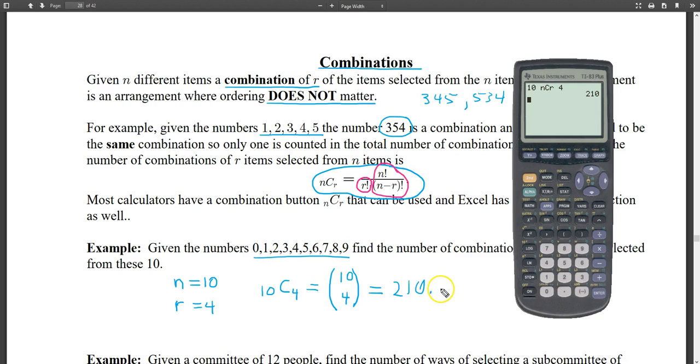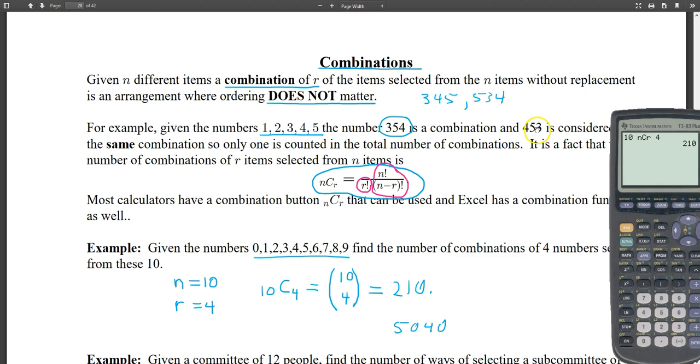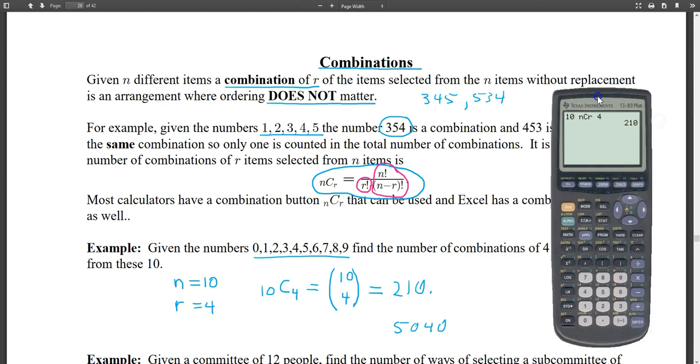If you remember back to the previous problem, we saw there were 5,040 permutations. So there are far fewer combinations than permutations, which makes sense because, for the combinations, we are lumping a lot of outcomes together as one. For example, up here, we're considering 3, 4, 5, 3, 5, 4, 5, 3, 4. They're all the same. So when you're dealing with combinations, you're taking a lot of your permutations and lumping them into one result. So that's why you have far fewer combinations.